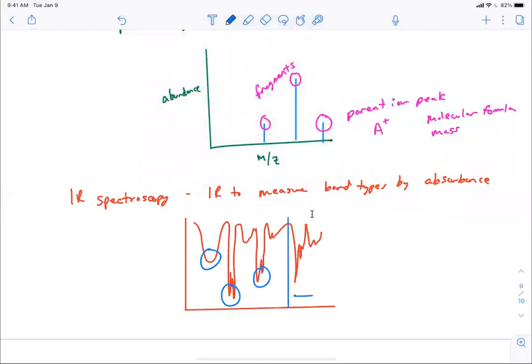Don't forget, this 1500 or less is the fingerprint region, which is usually not useful for independent bonds, but you could look at the pattern overall to identify similar structures. So with IR spectroscopy, you're reading wave number, which is centimeters to the minus 1, which is like 1 over wavelength.